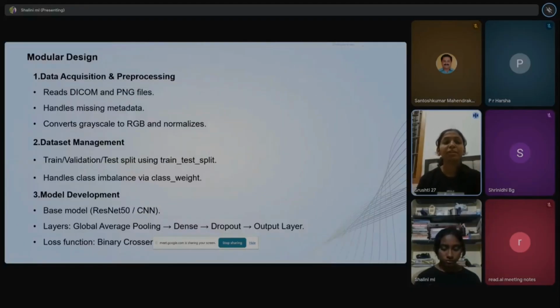In the modular design, we have data acquisition and pre-processing. It reads DICOM and PNG files, handles missing metadata, converts grayscale to RGB, and normalizes. In dataset management, we create train, validation and test splits using train test split, and handle class imbalance via class weights.